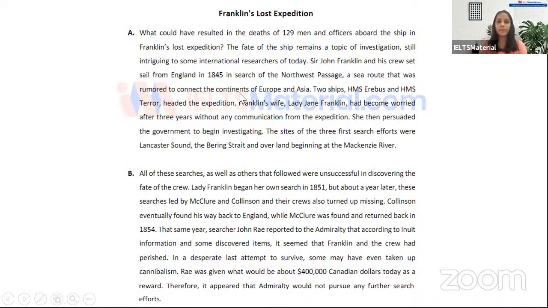So let's see the first passage. Let's try to locate Lady Jane Franklin. So here we can see that they have mentioned John Franklin, right? And his crew set sail from England. And Lady Jane Franklin was the wife of Franklin, who tried to persuade the government to begin investigating. So what's the answer? True, false, or not given?